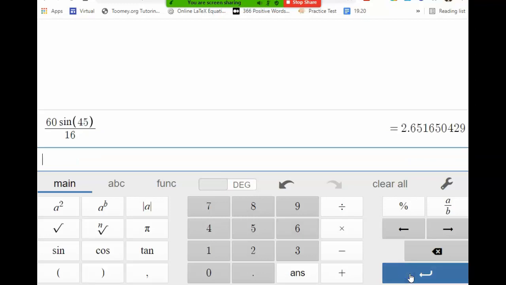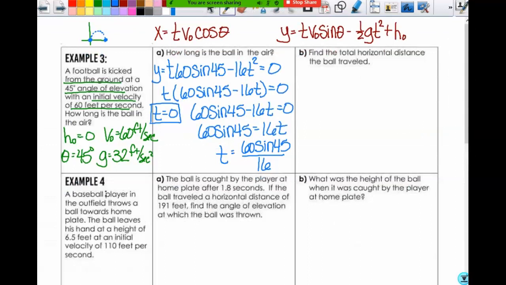I'm going to make sure I don't hit clear after that because I'm going to need this answer. You don't always know if you need them or not, so you want to not hit clear until you know you don't need it. So there's my answer. It says, how long was it in the air? Well, that's your t answer. So t equals 2.652 seconds. Because the height is 0 at 2 different times, here and here. It was in the air 2.652 seconds. Okay, we good? Any questions?